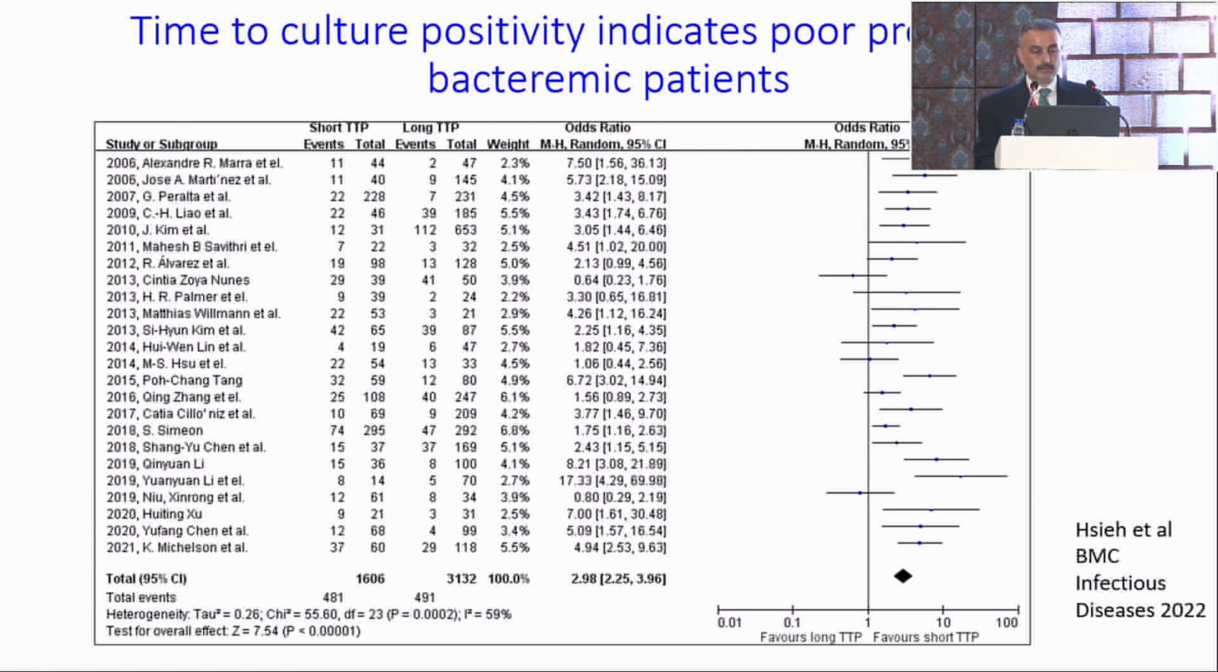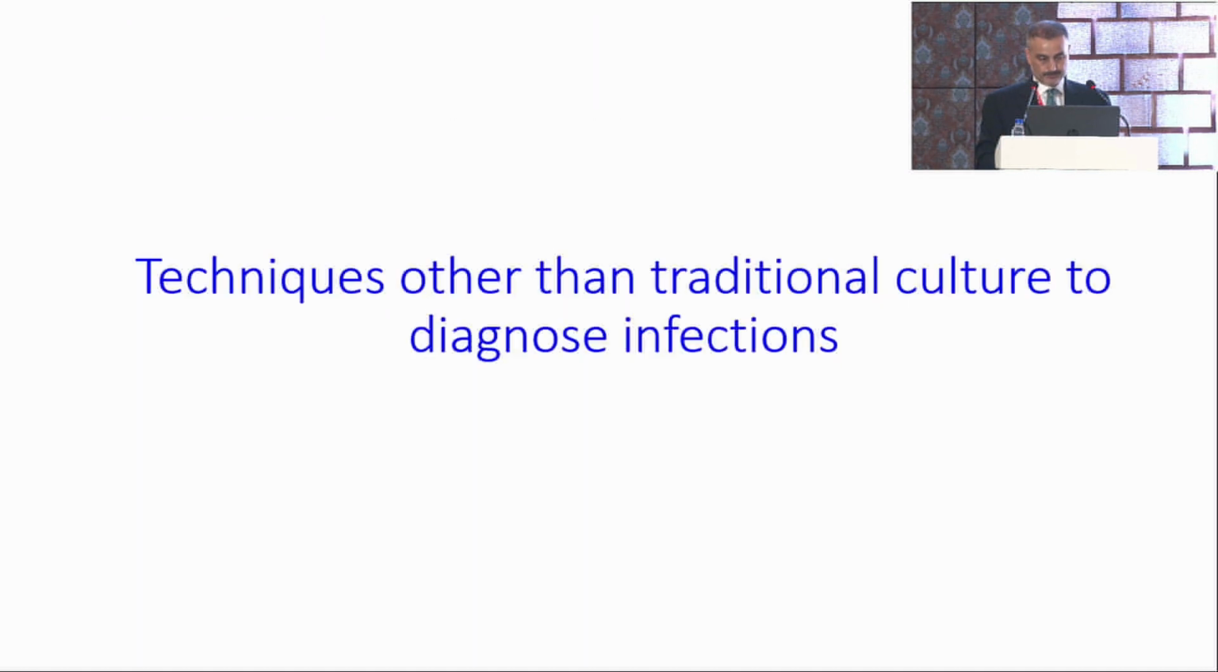And this is important because this is in a non-cirrhotic population. The time to culture positivity indicates poor prognosis. Basically, even despite all your logistic barriers, if the culture comes back very quickly, that patient is not going to do very well. So don't waste your time waiting for the antibiotic sensitivity to come back. Give them the broadest spectrum antibiotic at that point.